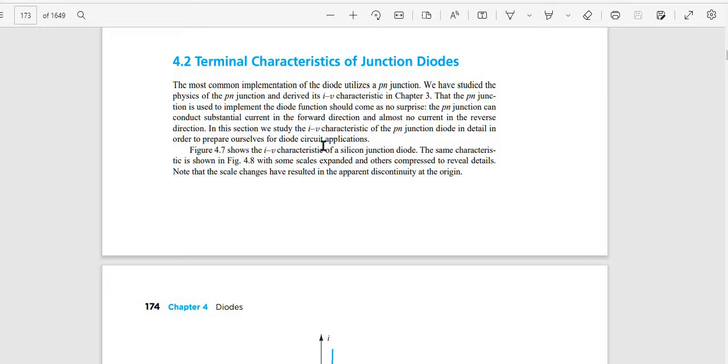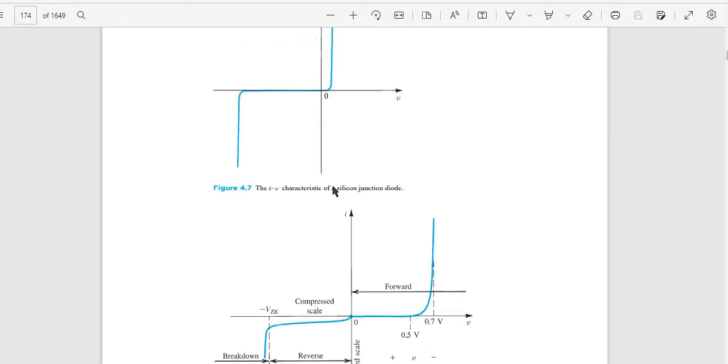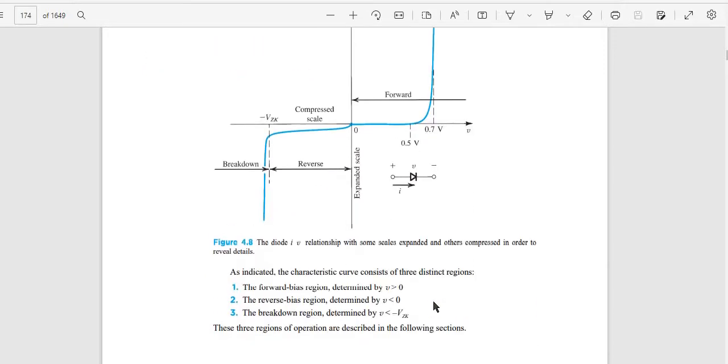This is to prepare ourselves for diode circuit applications. Figure 4.7 shows the current-voltage characteristic of a silicon junction diode. The same characteristic is shown in figure 4.8 with some scales expanded and others compressed to reveal details. Note that scale changes have resulted in the apparent discontinuity at the origin. The current-voltage characteristic of a silicon junction diode, forward biased and reverse biased, with some scales expanded and others compressed in order to reveal detail.